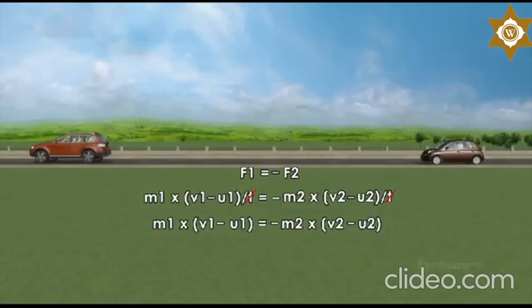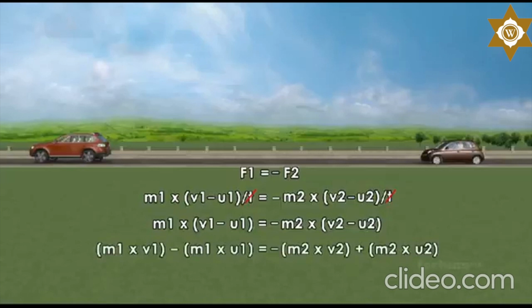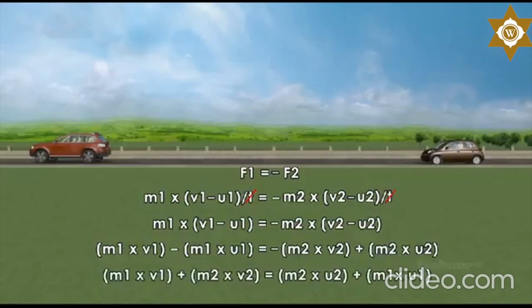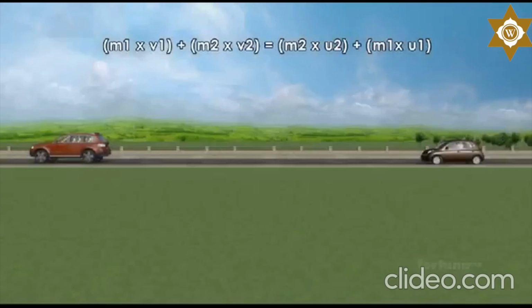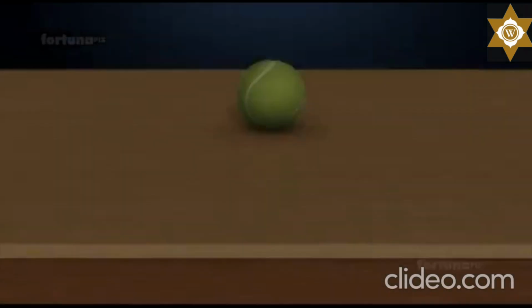The equation can then be simplified: m1 v1 minus m1 u1 is equal to minus m2 v2 plus m2 u2. And it can be written as m1 into v1 plus m2 into v2 is equal to m2 into u2 plus m1 into u1. From this equation, we can see the total momentum for both cars before and after the collision did not change but was conserved, thereby proving the law of conservation of momentum.